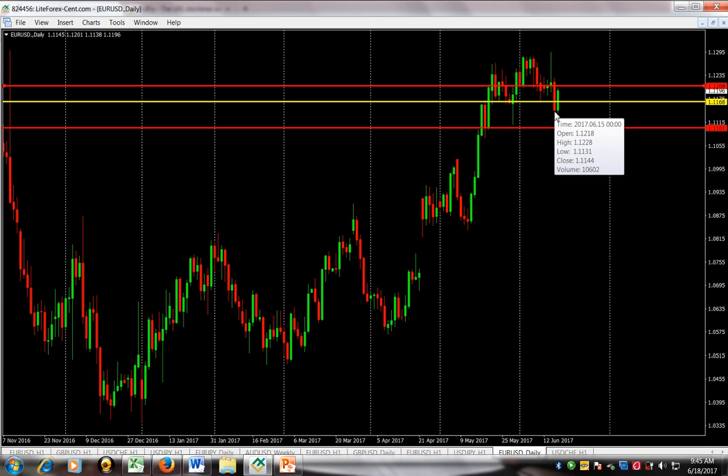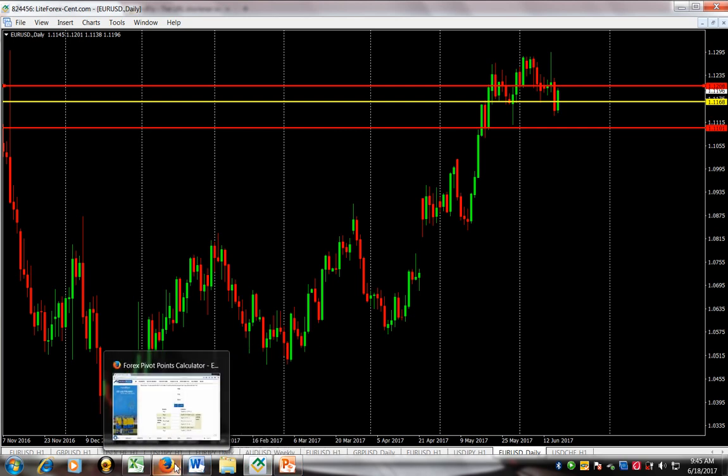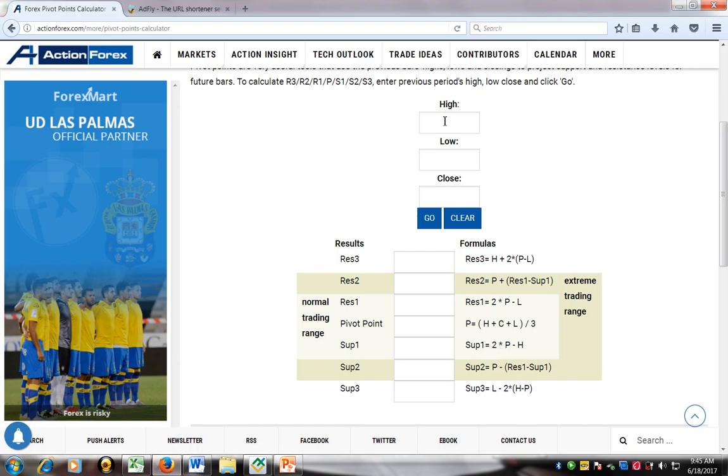The high is 1.1228. Let's go here. 1.1228 here. We fill it here. The moment we finish filling the three fields, then the other seven fields will be filled automatically. That is the calculator. This is where we fill in the data, and this is where we have the calculations made automatically.